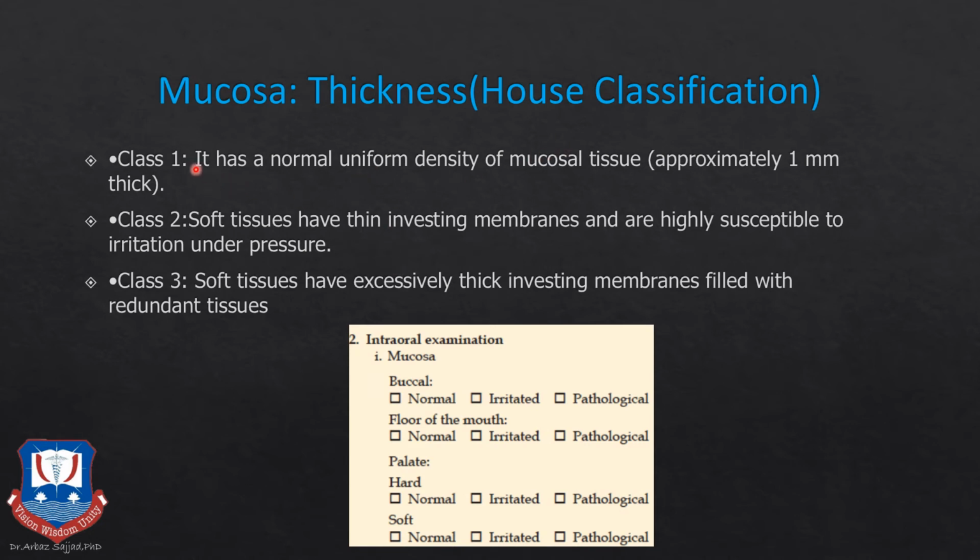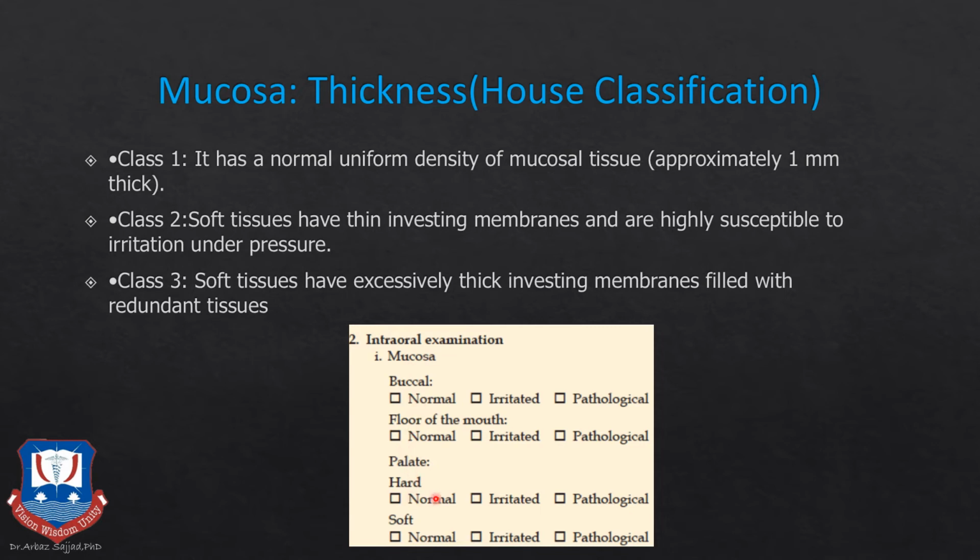Now coming to the mucosa thickness. House classified mucosal thickness into class 1, class 2, and class 3. Class 1 was a normal uniformly dense mucosal tissue approximately 1 to 2 mm thick. Class 2 was soft tissue having a very thin investing membrane, and such soft tissues are very highly susceptible to ulcerations, soreness, and make it difficult for the patient to adapt to dentures. Class 3 is excessively thick soft tissue investing membranes. It may be due to flabby ridges or thick rolls of tissue on the crest of the ridge, and they may need to be removed prior to the denture construction. So, an intraoral examination involves the mucosa, the color of the mucosa.